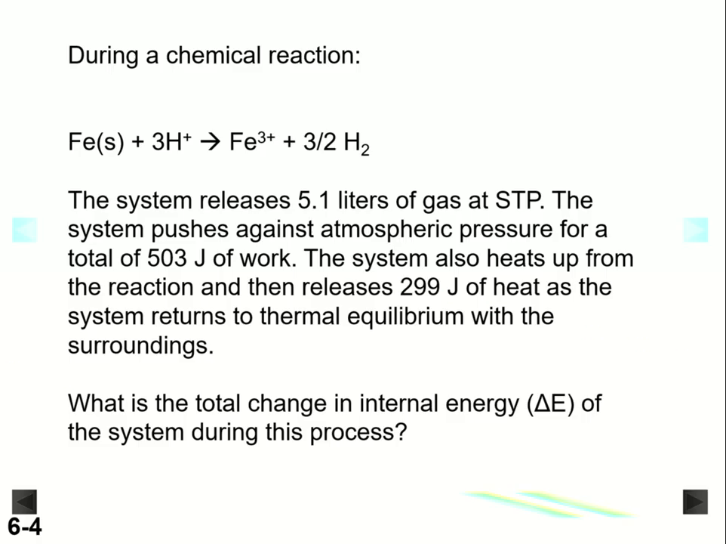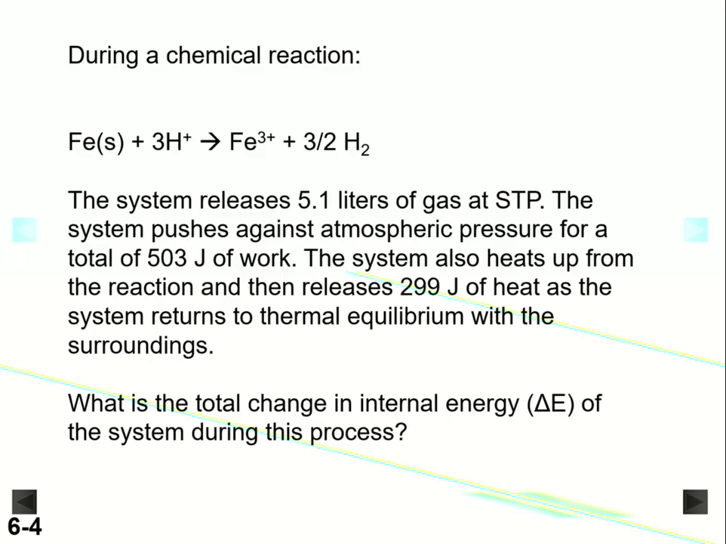Now let's take an example to illustrate this approach. So we have a chemical reaction. Iron solid reacts with acid to produce iron 3 ion and hydrogen gas. The reaction as written is a net ionic equation, and you would recognize this as a redox process. We would have identified this as a displacement reaction back in chapter 4. And this reaction is already balanced for you.